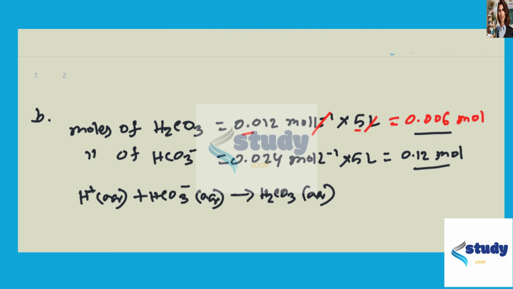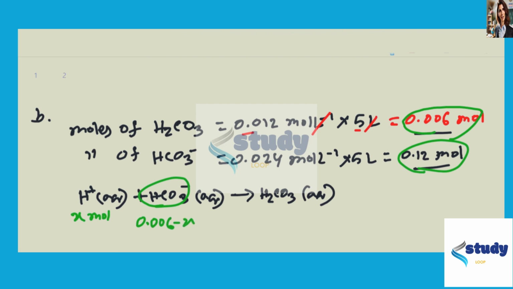So these are our initial number of moles of acid and base, and if we add x mole of H plus, it reacts with x mole of HCO3 minus. That means in the resultant solution we will have 0.006 minus x mole of acid, because the x mole of H plus will react with x mole of HCO3 minus, and that's why in the resultant solution we will have this much acid left.